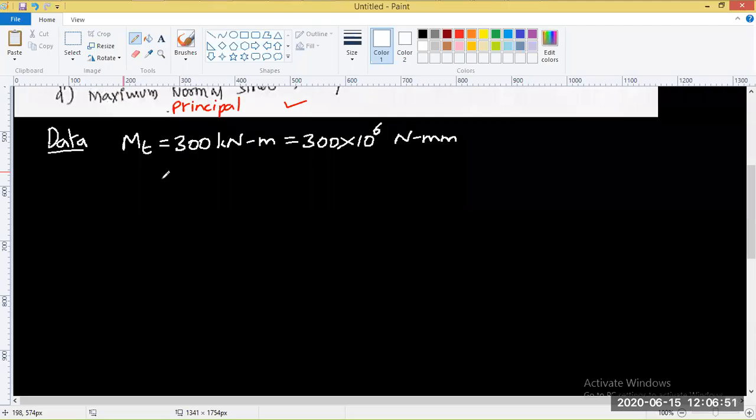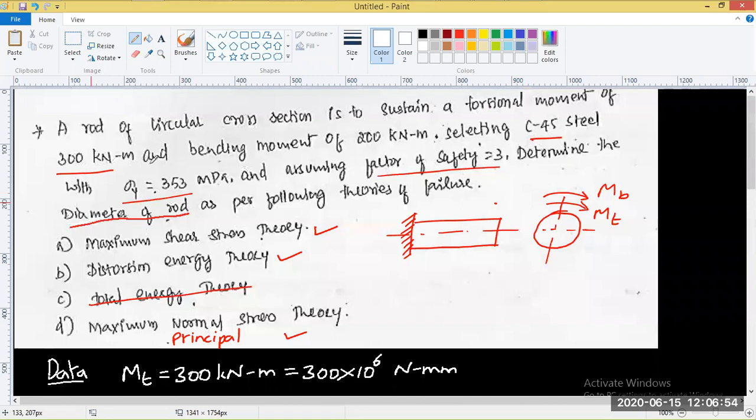So this is the problem we stopped in the previous class. We're just continuing from this. Given is 300 kilonewton meter. So what we need to find is the diameter. So let's continue. So bending moment.